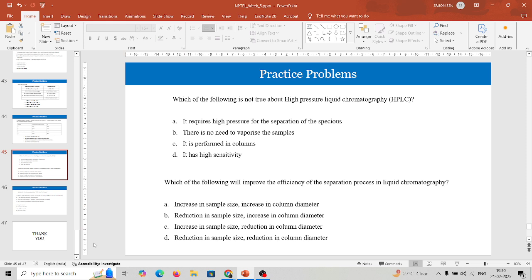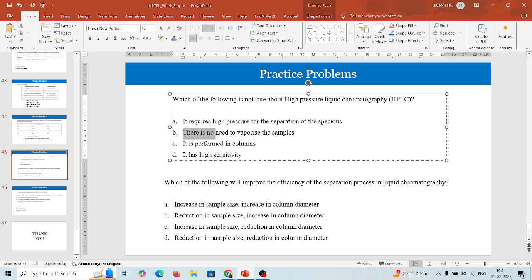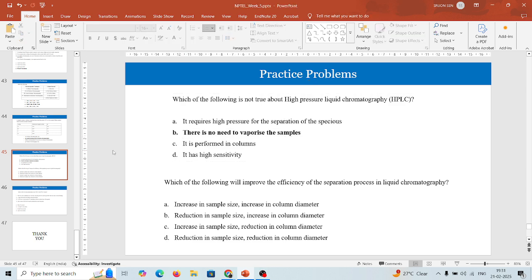Yeah, actually. So it requires a high pressure for separation. That is why it's named high pressure liquid chromatography. It's definitely performed in columns. There are different types of columns for separation of proteins and small peptides, like you have the C18 columns for peptides. It is highly sensitive. But there is no need to vaporize the samples is basically not true. So B is the correct option over here.